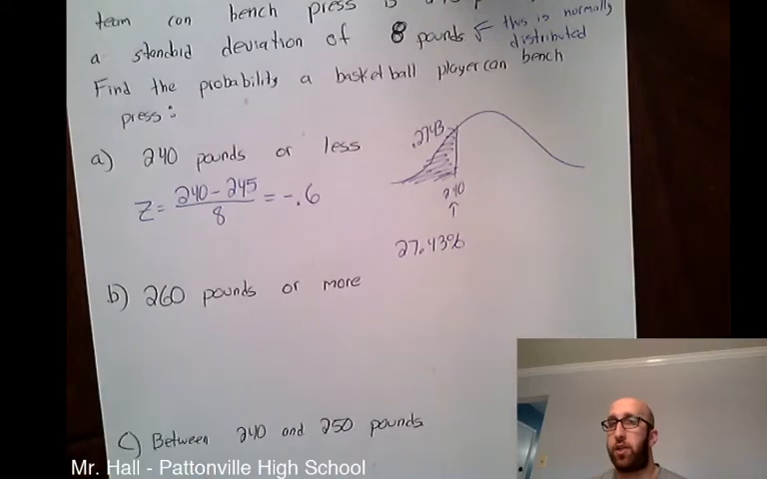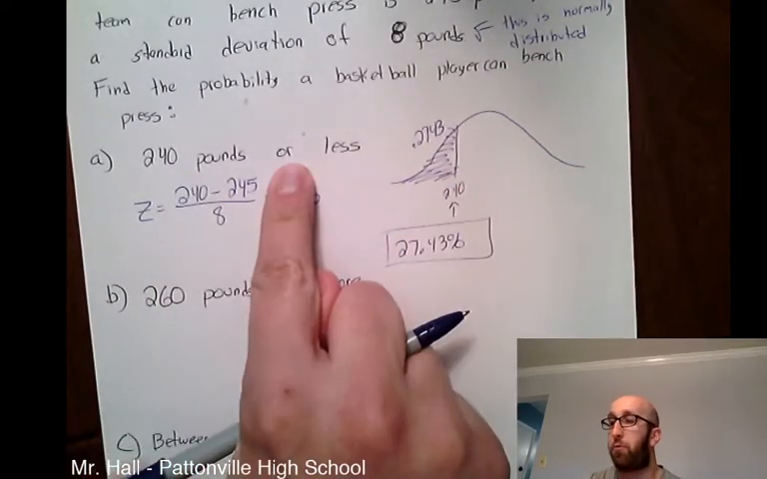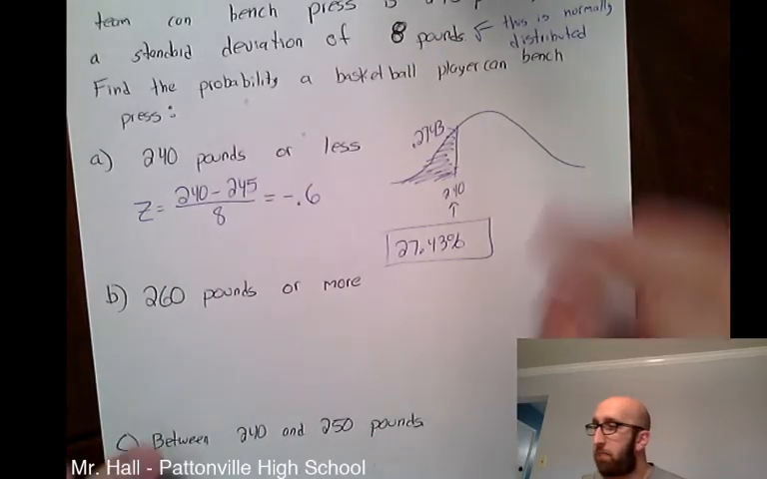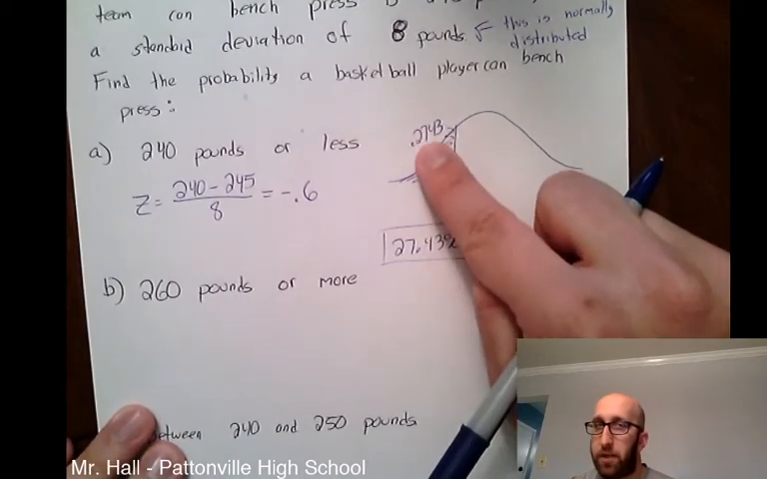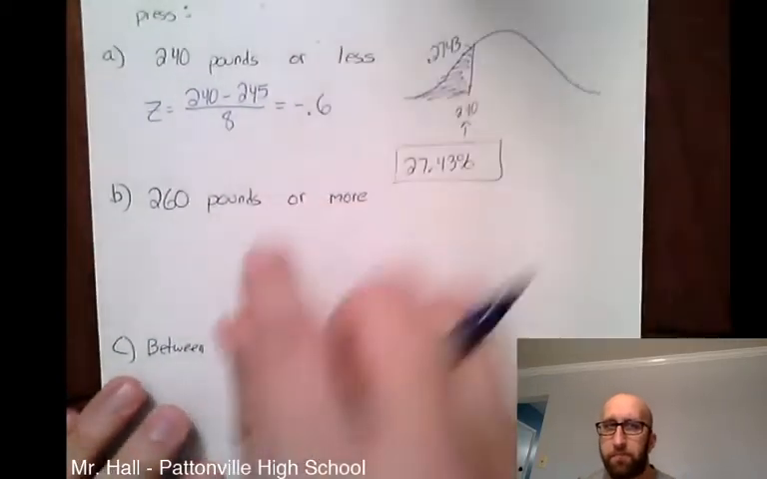Changing it to a percentage, 27.43% are going to lift 240 pounds or less. Okay, so another way, if you didn't know how I jumped from a proportion to a percentage, multiply this by 100, you'll get there. So, a little bit tougher examples here.